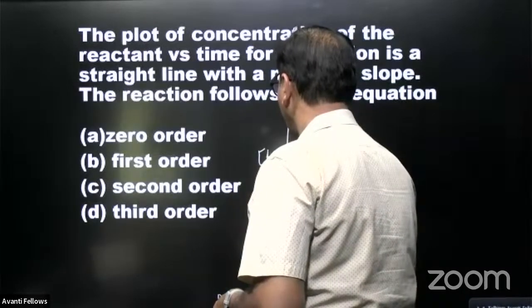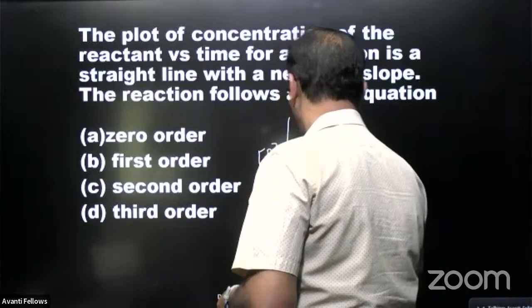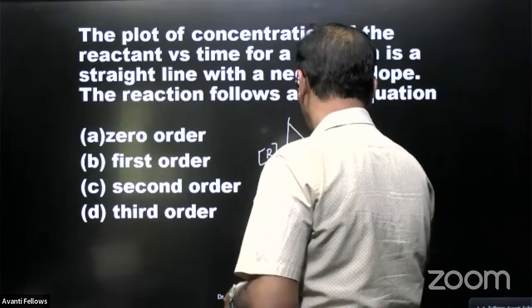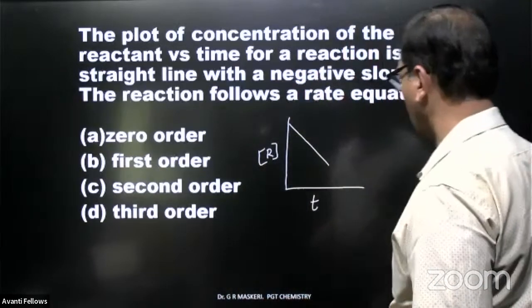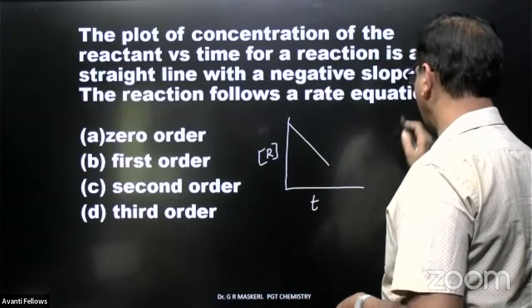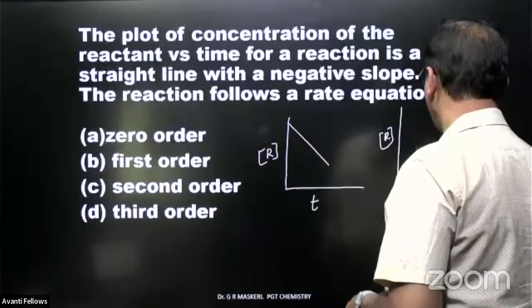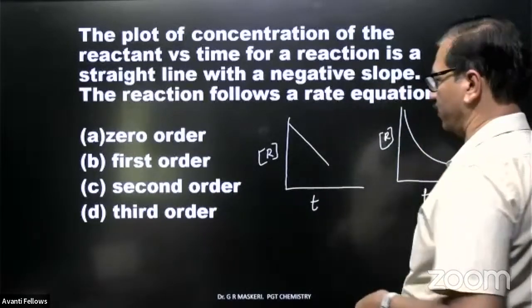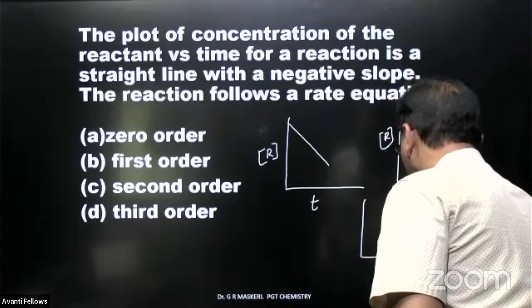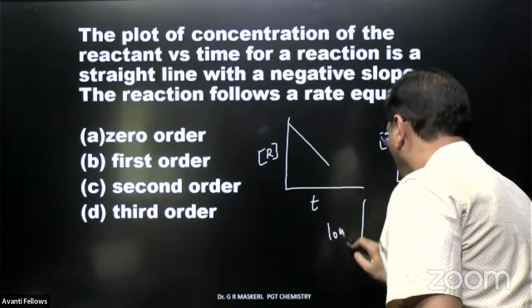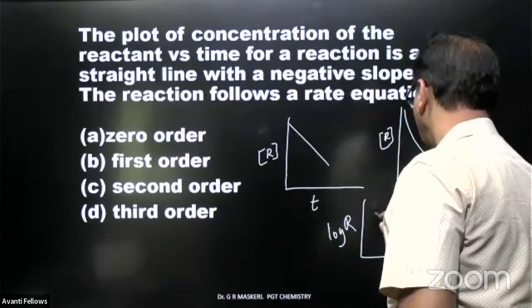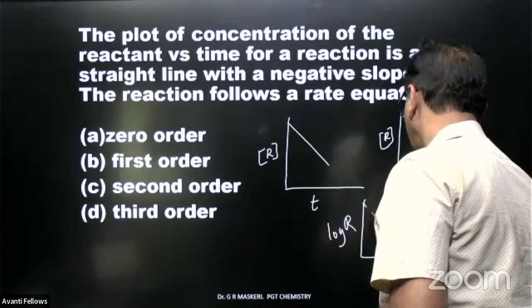Concentration of R versus time is like this for the general reactions, any general reaction. That is, for the first order reaction, log of R versus time is a straight line. Option C.